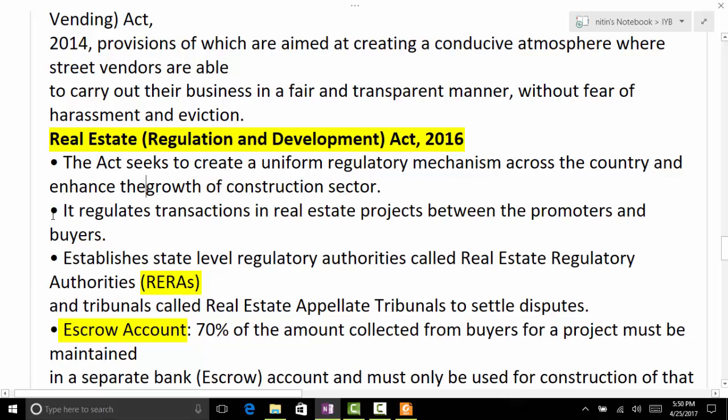Why was this act required? What is the basic objective of this act? Tell me. Because private developers were not delivering what they promised. Exactly.